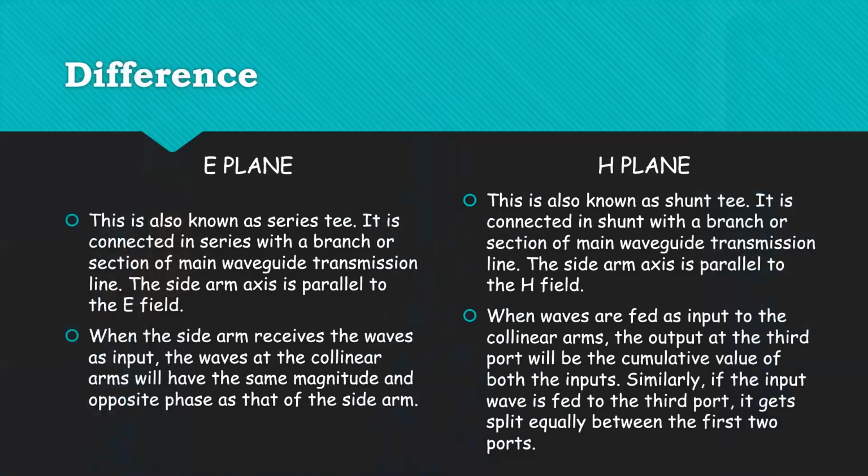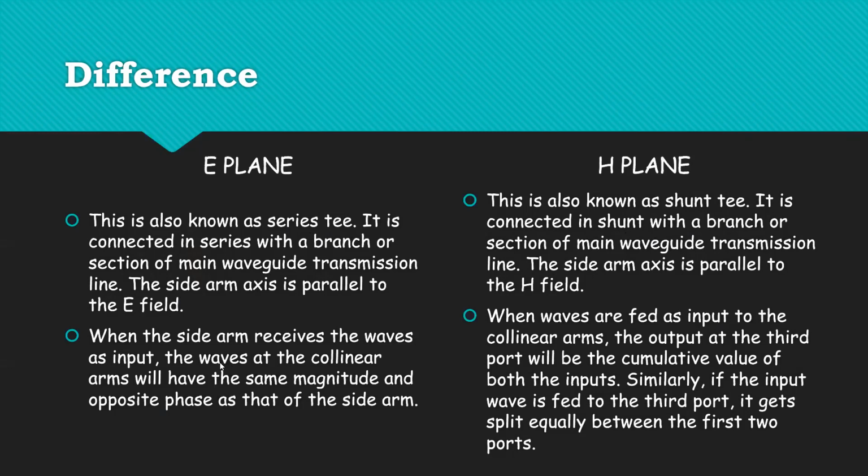I wanted to say about the differences. Coming to the E-plane, it is also known as the series T, and the H-plane is known as the shunt T. The E-plane is connected in series with a branch or section of the main waveguide transmission line, and the side arm axis is parallel to the electric field. Whereas the H-plane is connected in shunt with a branch or section of the main waveguide transmission line, and the side arm axis is parallel to the H field.